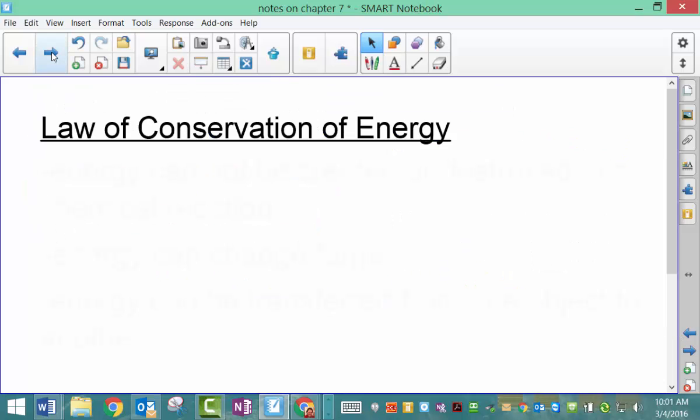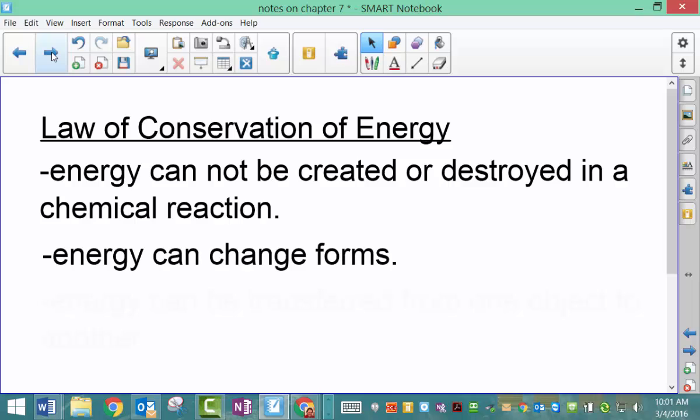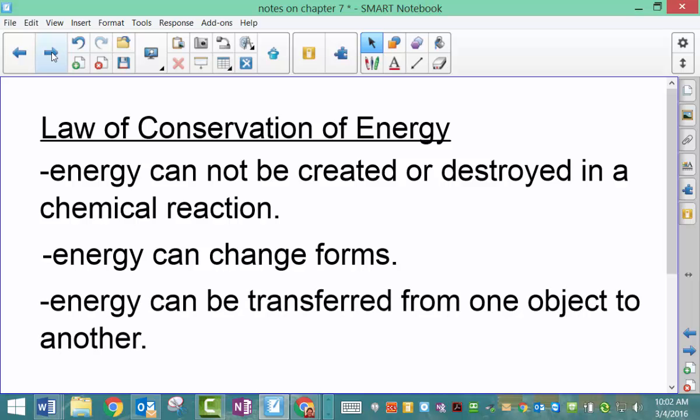All right, we need to talk about the law of conservation of energy. We talked about the law of conservation of mass when we balanced equations, and we realized that if you start with a hydrogen atom, you need to end with a hydrogen atom, but it could be in a different combination. The law of conservation of energy is kind of similar, where energy cannot be created or destroyed in a chemical reaction. Also, energy can change forms, so it can look different. And also it can be transferred from one object to another, kind of like passing off a baton in a race. Like if you ever watch the Olympics, how the runners pass a baton.